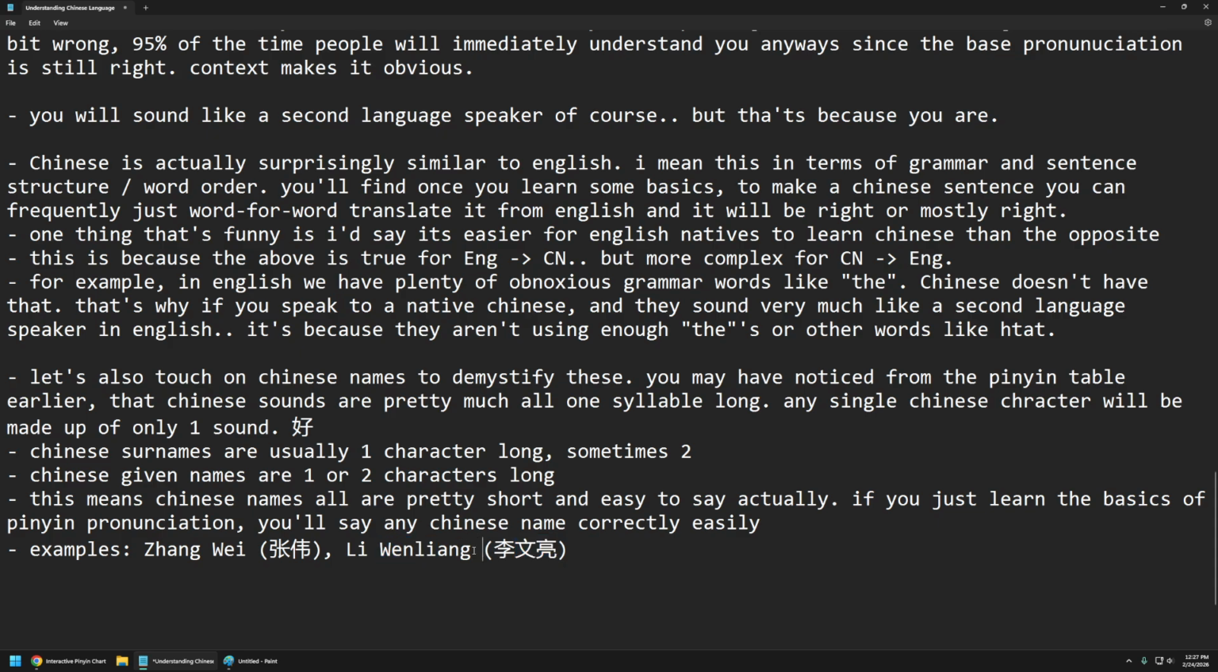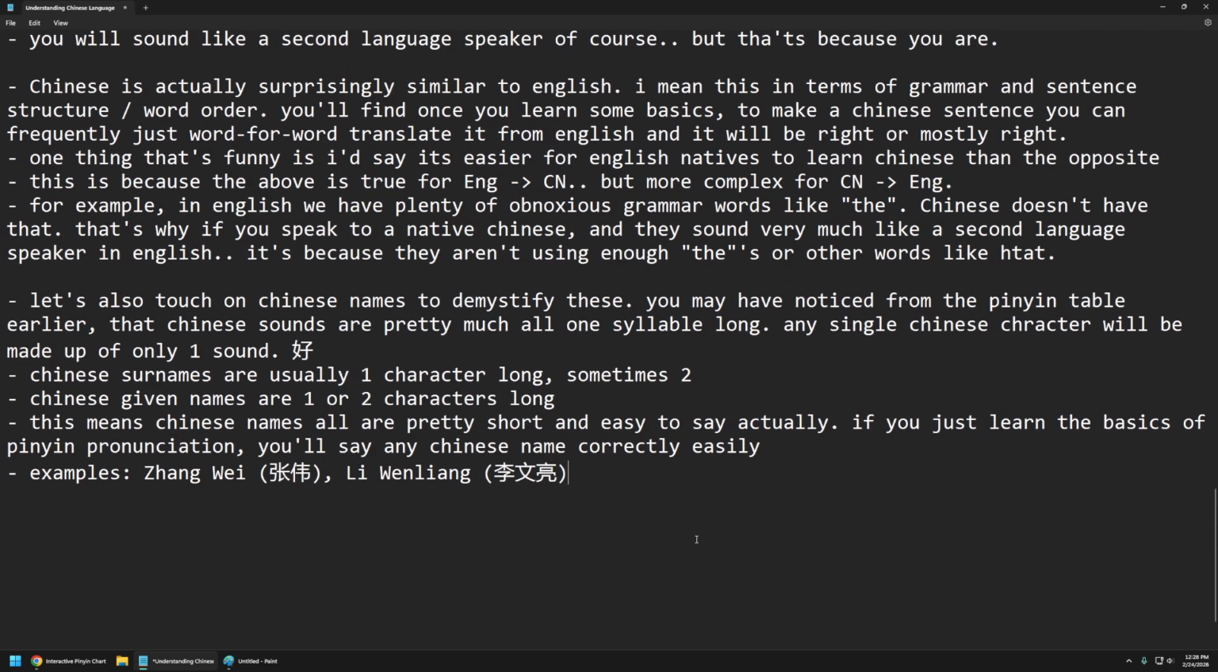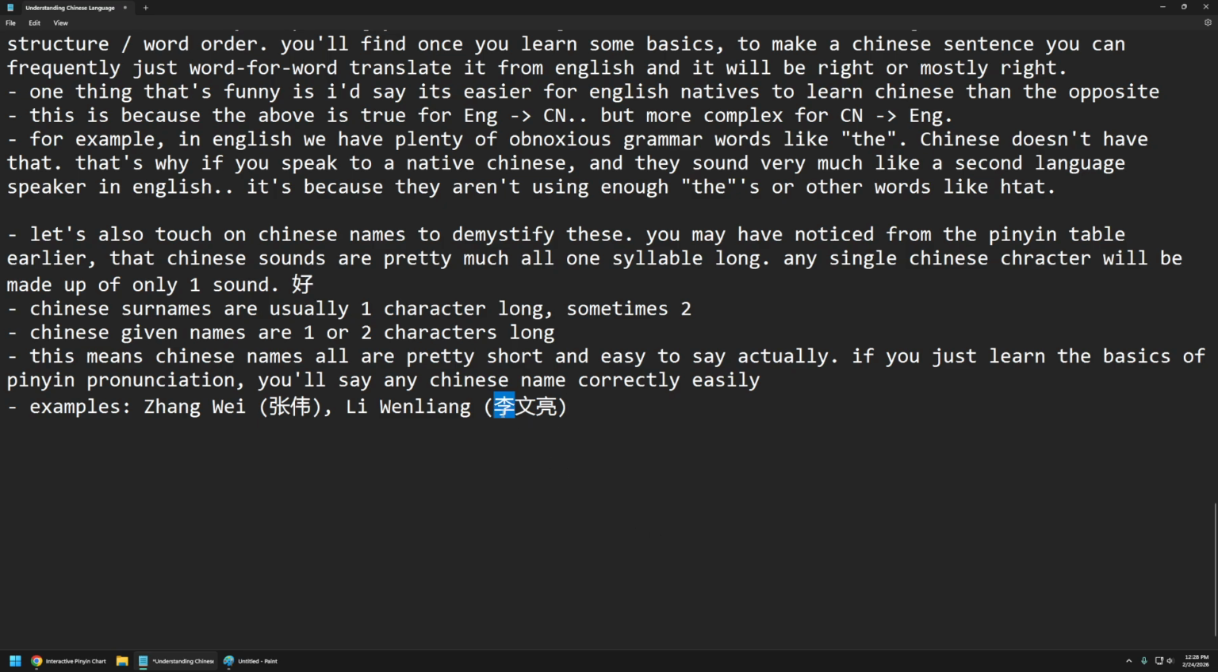If you're starting to understand a little bit, hopefully you can guess where the separation is between these 2 characters. Each one is one syllable with an initial and a final. It's Wen, Liang. Those are the 2 characters. And of course, in Chinese, the surname comes first if we're writing it in Chinese. If you're seeing a name in English, then it would come last.